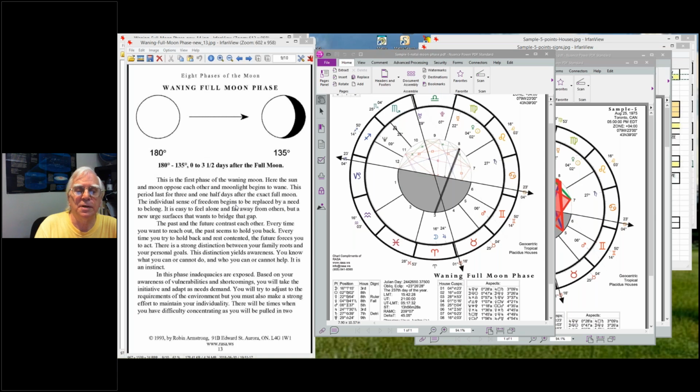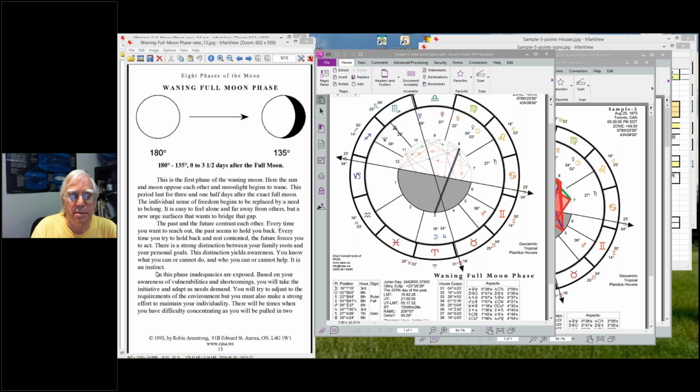The individual sense of freedom begins to be replaced by a need to belong. It is easy to feel alone and far away from others, but a new urge surfaces that wants to bridge that gap. The past and the future contrast each other. Every time you want to reach out, the past seems to hold you back. Every time you try to hold back and rest contented, the future forces you to act. There's a strong distinction between your family roots and your personal goals. This distinction yields awareness. You know what you can and cannot do, and who you can or cannot help.